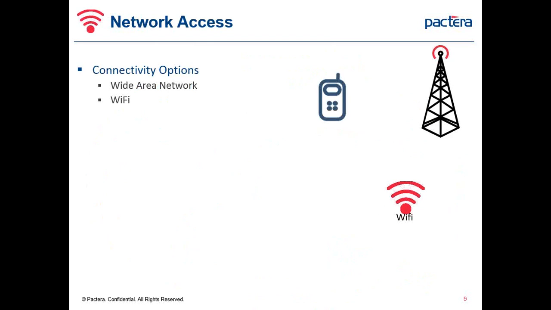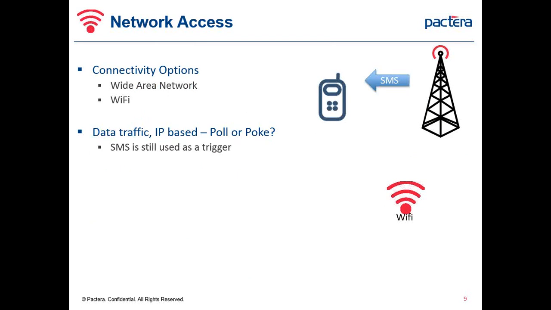So let's talk a little bit about how data access works. Data access has a couple of connectivity options, one of which is wide area network. So that's the cell network and transmitting data over the cell towers. The other is Wi-Fi, which most people know about already.